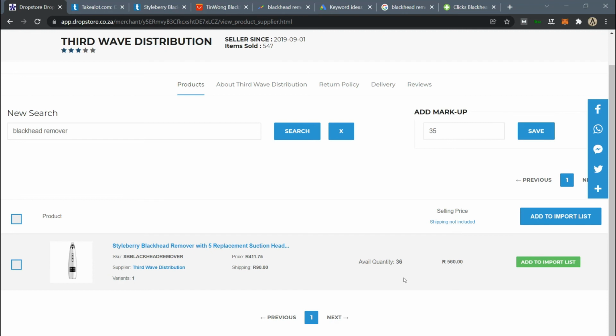Because if you're going to run an ad campaign of 1,500 rand, and everyone rushes to your store, and you sell three blackhead removers, then it's a waste of money. I mean, 36, I guess it's okay. 36 times 100 is 3,600 rand. If you use 1,000 rand of ad spend and you sell all 36, you can make 2,600 rand on this product. It's not bad. It's definitely a way for you to learn how to do this.